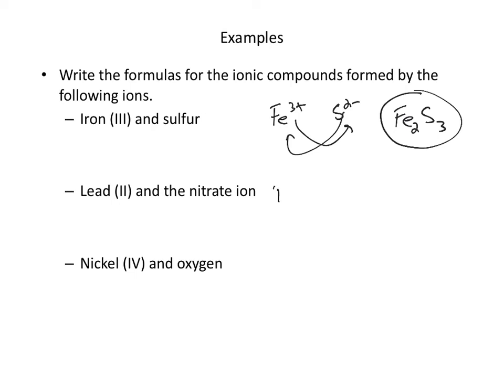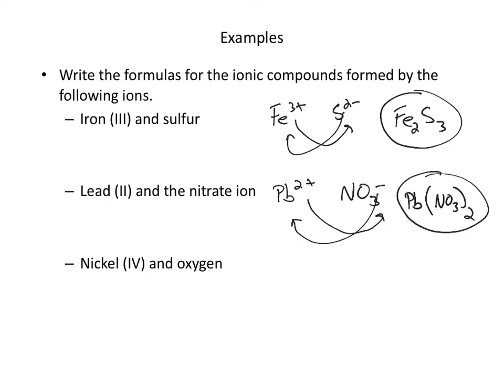Lead 2 and the nitrate ion. So lead is Pb. They told me it's 2+. The nitrate ion is one of our polyatomic ions. It's NO3-. So I need 1 lead. I need 2 polyatomic ions, so I put the polyatomic ion in parentheses. 1 lead can't be simplified, so Pb(NO3)2 is our final answer.